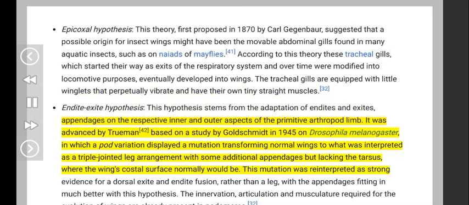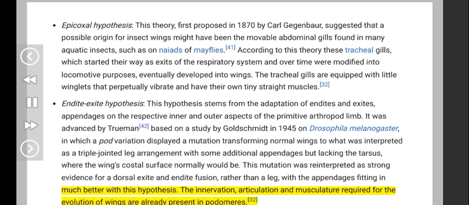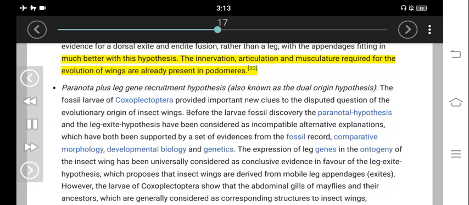It was advanced by Truman, 42, based on a study by Goldschmidt in 1945 on Drosophila melanogaster, in which a pod variation displayed a mutation transforming normal wings to what was interpreted as a triple-jointed leg arrangement with some additional appendages but lacking the tarsus, where the wing's costal surface normally would be. This mutation was reinterpreted as strong evidence for a dorsal exite and endite fusion, rather than a leg, with the appendages fitting in much better with this hypothesis. The innervation, articulation and musculature required for the evolution of wings are already present in podomers.